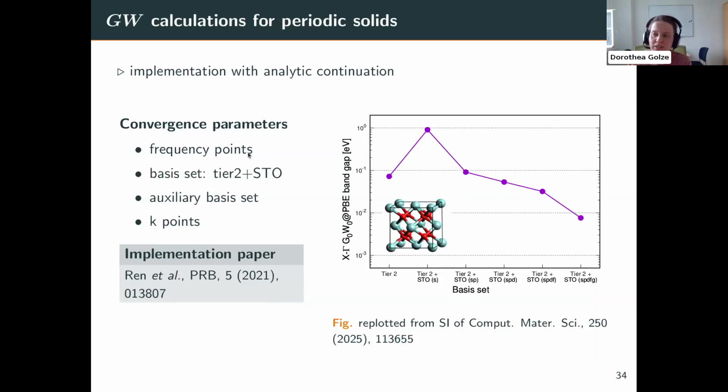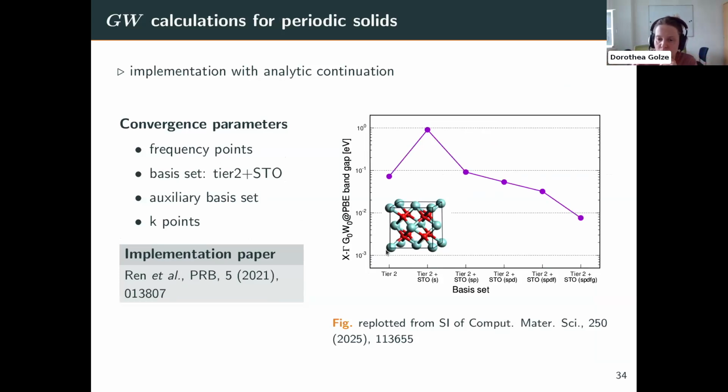So you have to check how many frequency points you use. Auxiliary basis set is also here an important point, convergence with K points anyway, and also basis set, of course. So here an extrapolation with correlation consistent Gaussians wouldn't be feasible or also not in any case practical. So what we do here is usually using also a tier 2 NAO as basis and then add STOs.